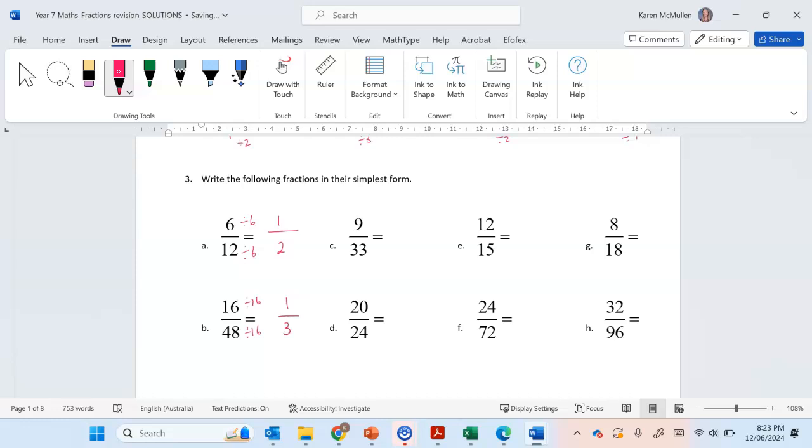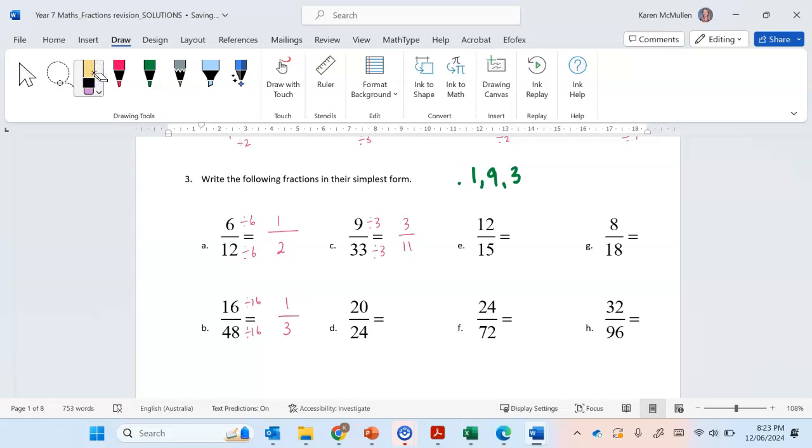All right, so for question C, thinking of the number 9, factors of 9, we have 1 and 9 and 3. Because 3 times 3 gives you 9. Now 9 doesn't go into 33. 1 we don't want to do because it's just going to stay the same. So it's 3. 3 goes into 9 and 3 goes into 33. So I'm going to divide the top by 3 and divide the bottom by 3. So I get 3 over 11.